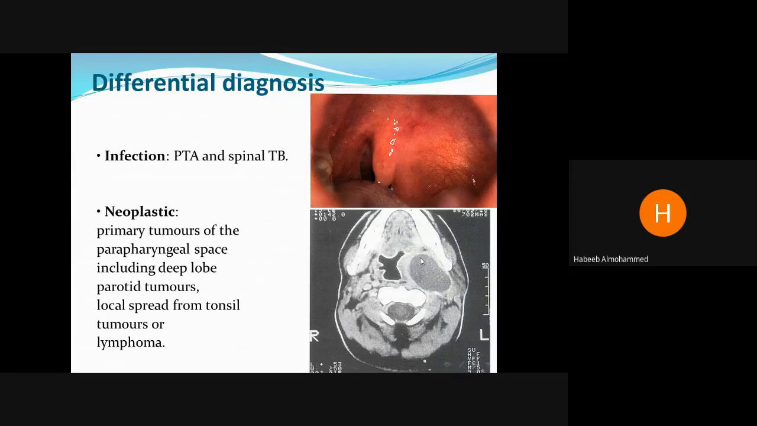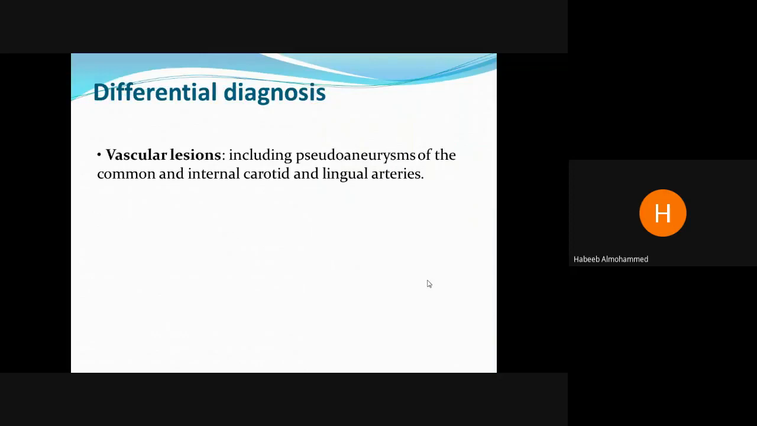This is a case of a hypodense area with a rim of enhancement, characteristic of parapharyngeal abscess formation. Pseudoaneurysm is also a differential diagnosis. In the imaging study, carotid angiography is helpful in this diagnosis.